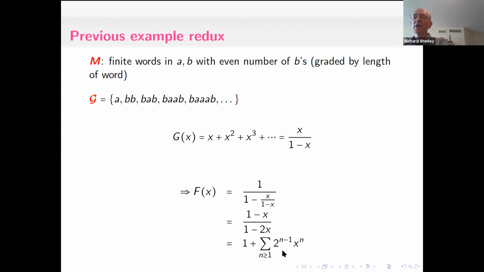That's 1 plus the sum of 2 to the n minus 1, times x to the n. And indeed, the number of words in 2 letters of length n with an even number of B's is 2 to the n minus 1 when n is greater than or equal to 1, and is 1 when n is 0, the empty word.